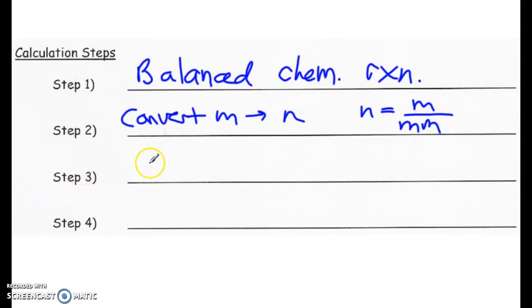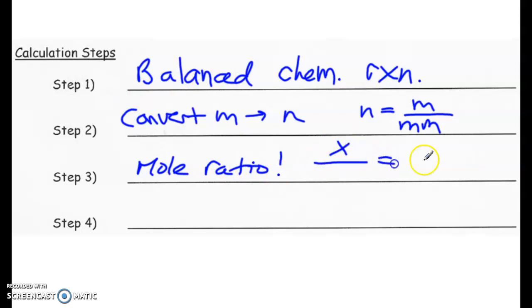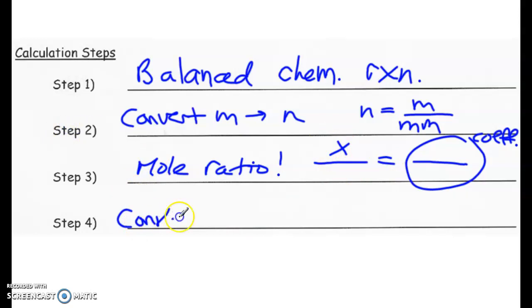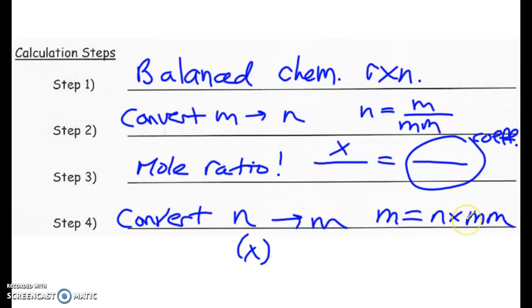Step number 3, we're going to now use our mole ratio that we learned how to do in the last lesson. So remember, this is where you do your setup, and here you have your coefficients, right? We've already practiced this. And then lastly, you're going to take the mole value you get from this, X, and convert moles into mass. And remember, we do that by doing moles times the molar mass.